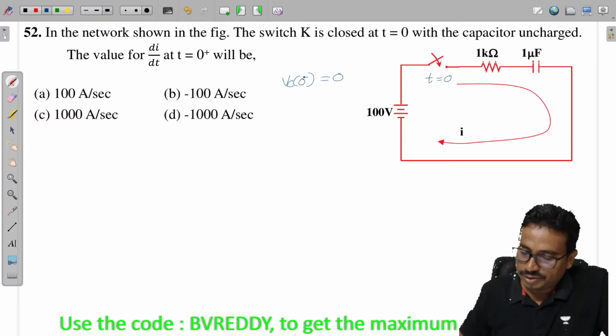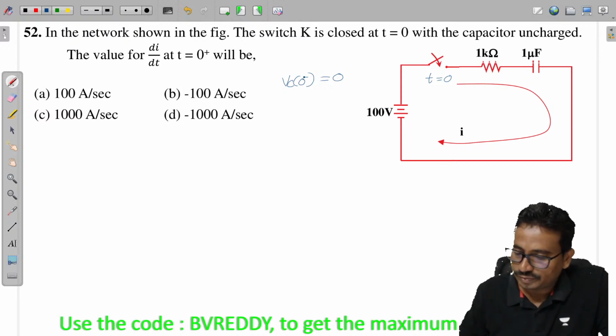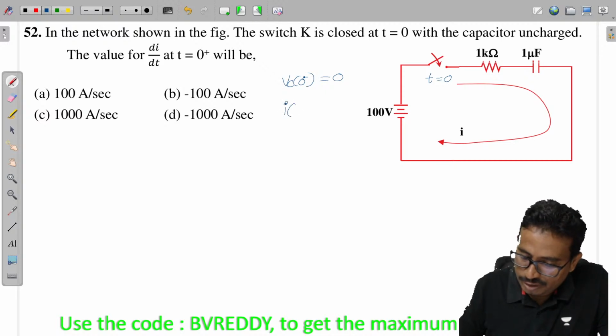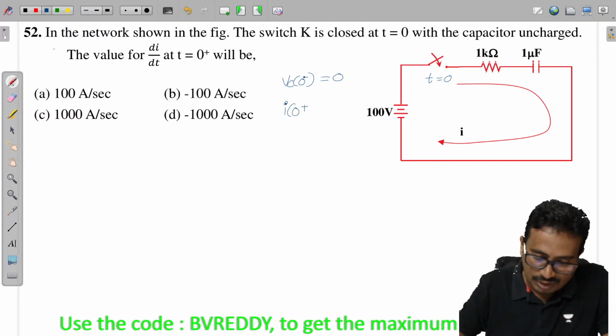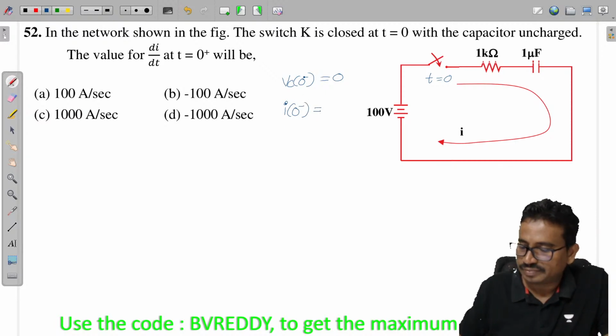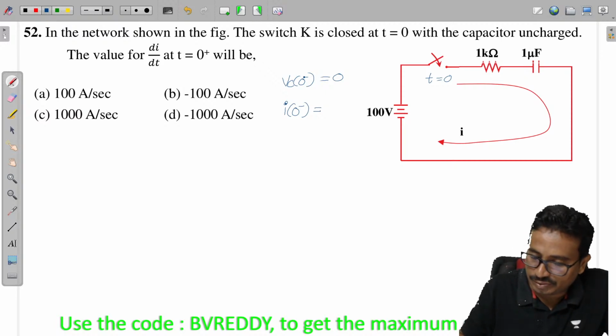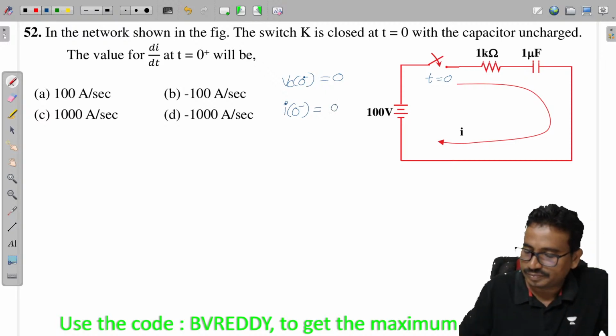Now at t equal to 0, the switch has been closed. Can you tell me what is the value of I of 0 minus? What is the current passing here at t equal to 0 minus? There is no supply at all, since the switch is closed at t equal to 0 only. So this value is 0.